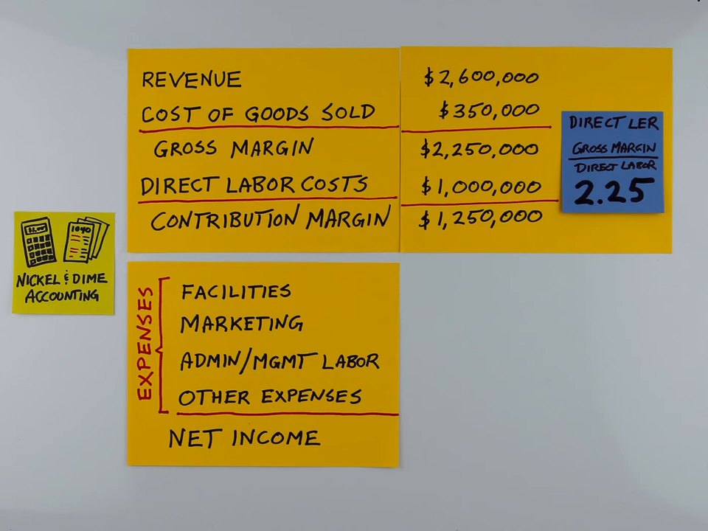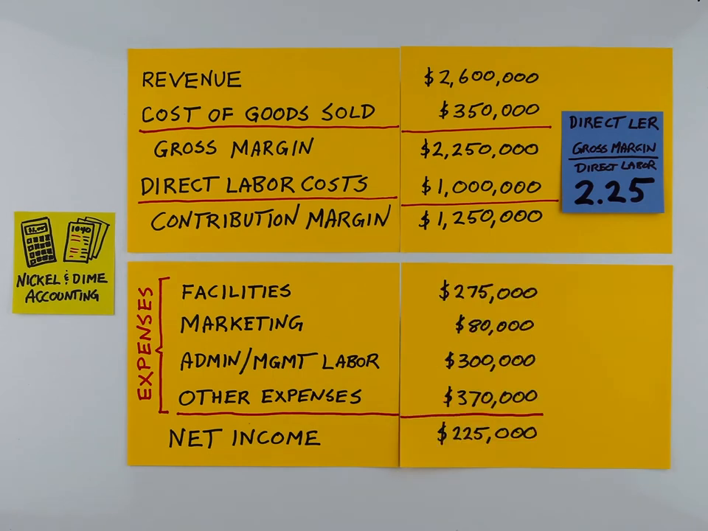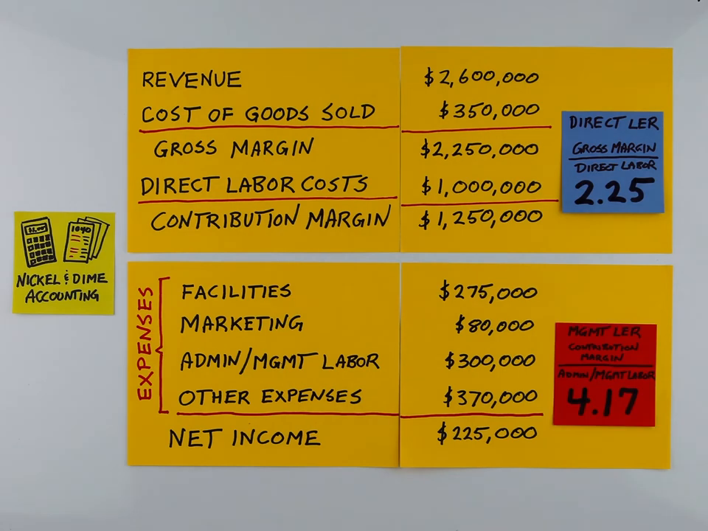So again, let's look at the bottom half of the P&L, and you can see that our admin management labor is at $300,000. And so if we take contribution margin of 1.25 and we divide it by 300,000, we're left with 4.17. All right, so now that we've got these numbers, what the heck do we do with them, right? I'm sure you're all thinking that.